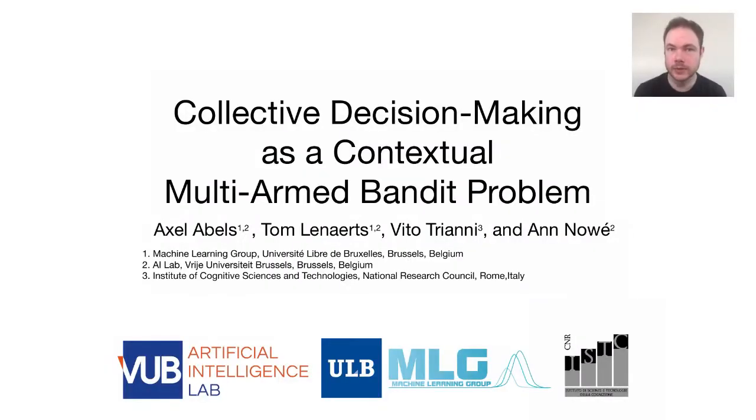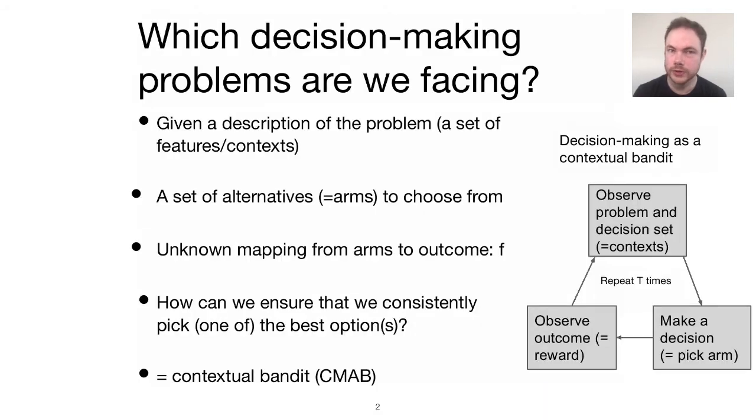In this presentation, I will talk about collective decision making and how framing the problem differently allows us to significantly improve the performance over previous methods. This work should be seen as a follow-up on our other work presented at this conference called Improving Collective Decision Making by Using Confidence and Value Estimates.